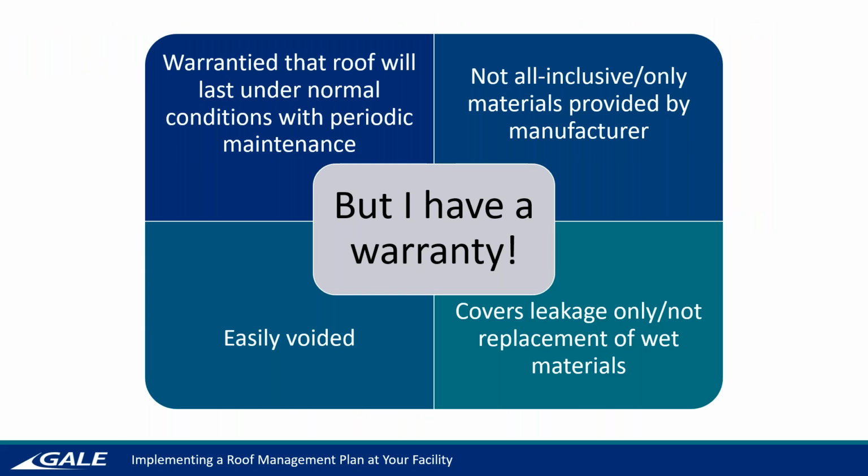But I have a warranty. Everybody thinks the warranty is going to cover it. I love this one. Warranted roofs will last under normal conditions with periodic maintenance. They're not all inclusive, only materials provided by the manufacturer. They're easily voided. We'll look into that. Covers leaks only, not replacement of wet materials. So let's look at an example.